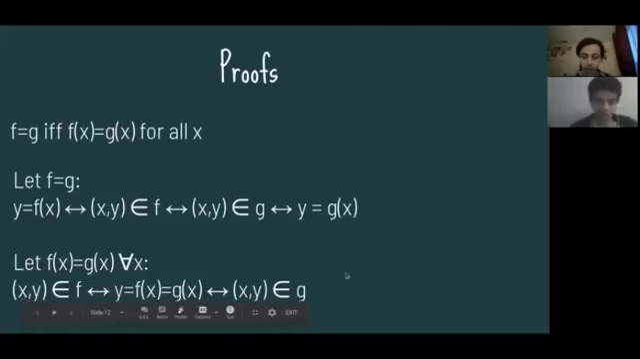And so these two results combined prove that if f equals g, then f of x equals g of x. And if f of x equals g of x for all x, then f equals g. And this is just the proof of the third theorem.